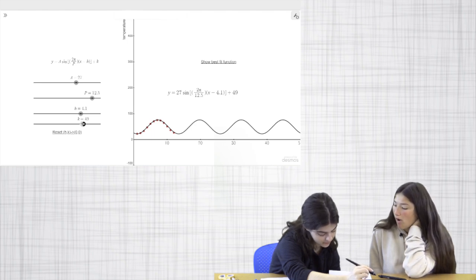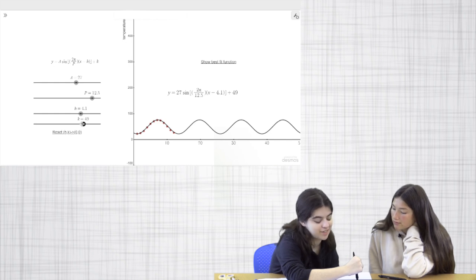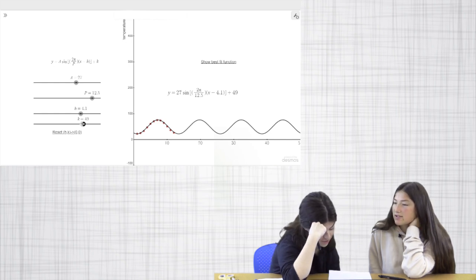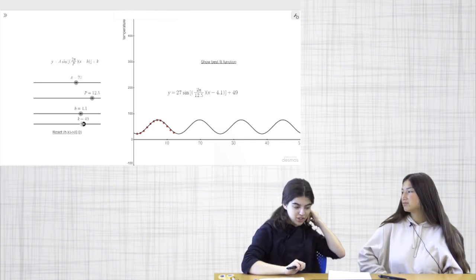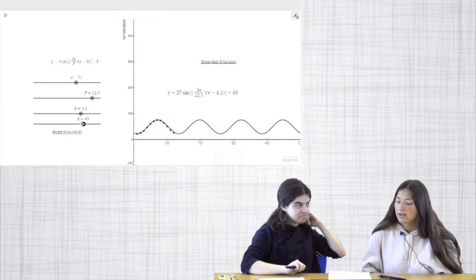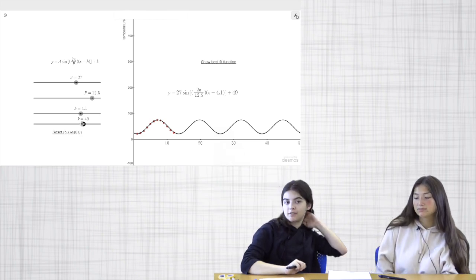Yeah. Wait, let's see. It's close to the same, because 75.2 minus 22.4. Well, let's just do 75 minus 22. 52.8. Yeah, that will work. 27 is close to the middle.